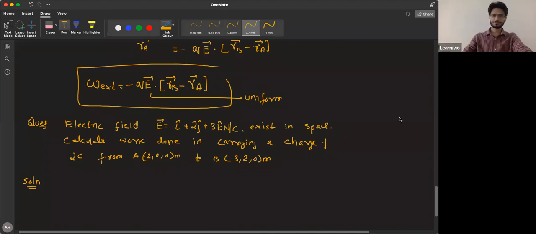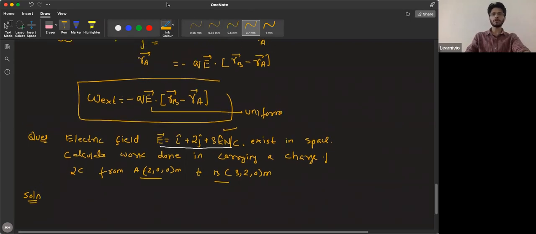Now, see, this is the field. This field is given. E is i cap plus 2j cap plus 3k cap Newton per coulomb. This is the field which exists in space. Find the work done in carrying a charge of 2 coulomb from point A to point B. Is this field uniform or non-uniform? Is this a constant field or a variable? Just tell me. Simple question.